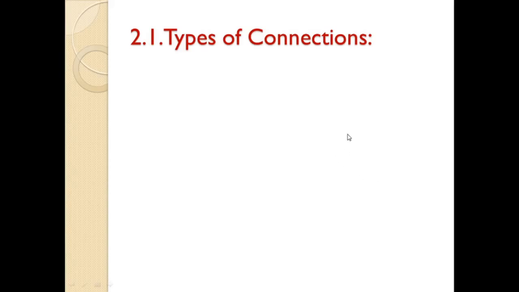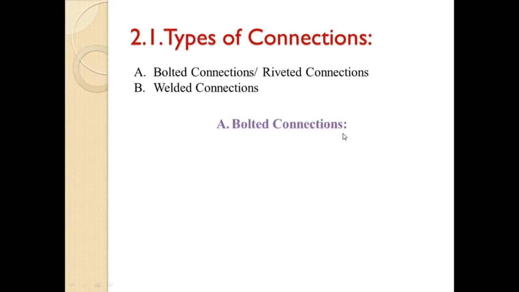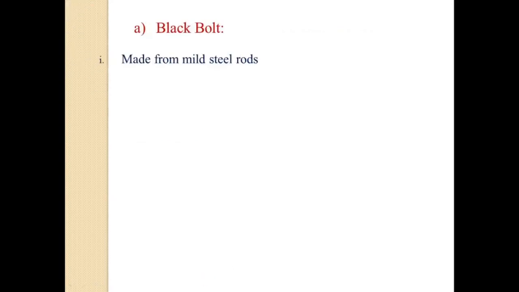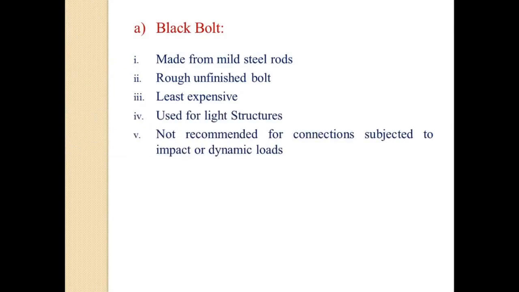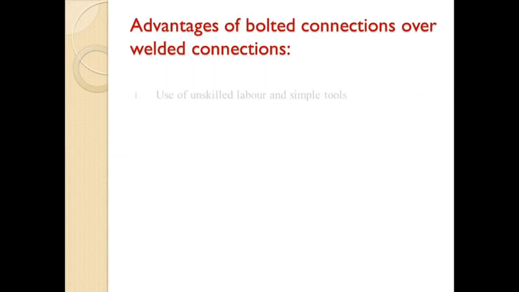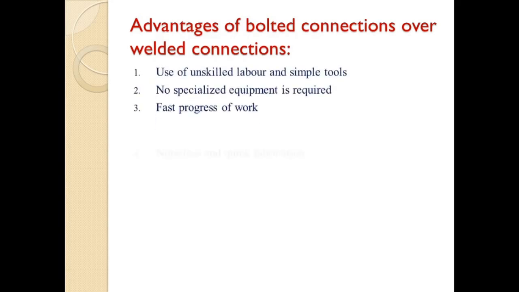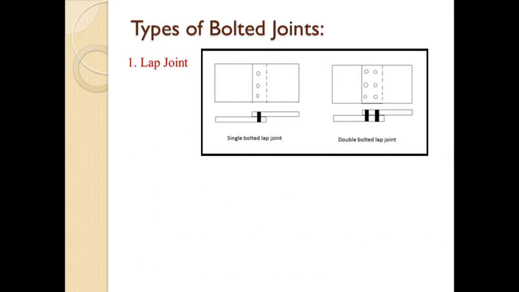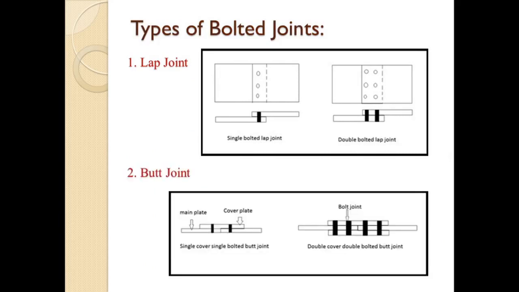In the last lecture, we discussed different types of connection. First we started with bolted connections, then types of bolts, that is black bolt and high strength bolt, and how they are made. Then advantages of bolted connection over welded connection. Then we discussed the types of bolted joint, that is lap joint and butt joint.